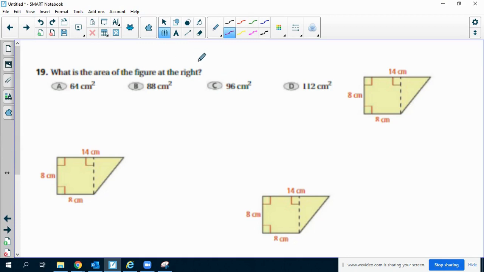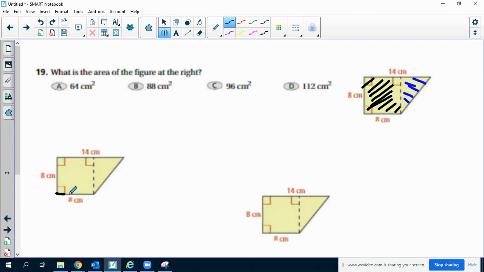I'm going to go over how to do problem number 19. If we take a look, we can do this in two different ways. The way that you've learned how to do this so far is to break this up into two parts. So we're going to break this up into a rectangle and a triangle. So we're going to kind of do that over on this version of the picture.